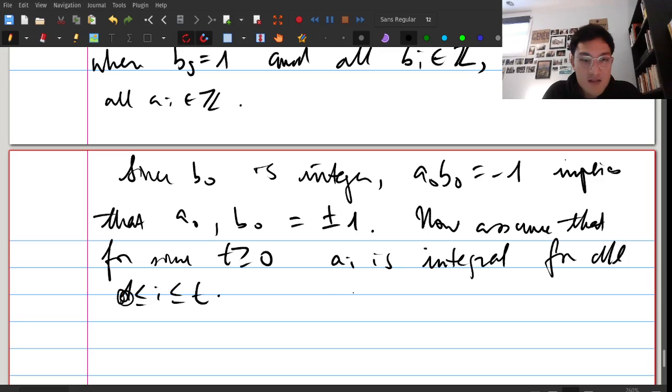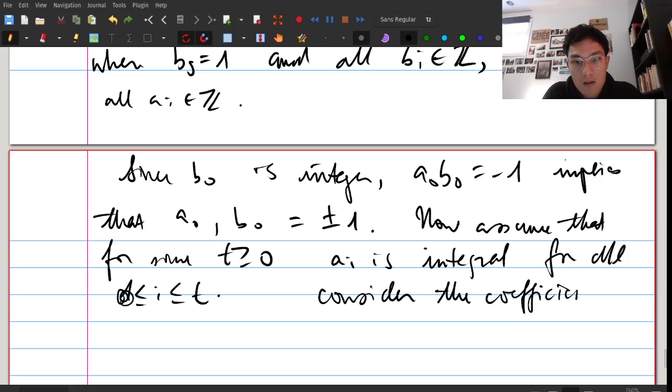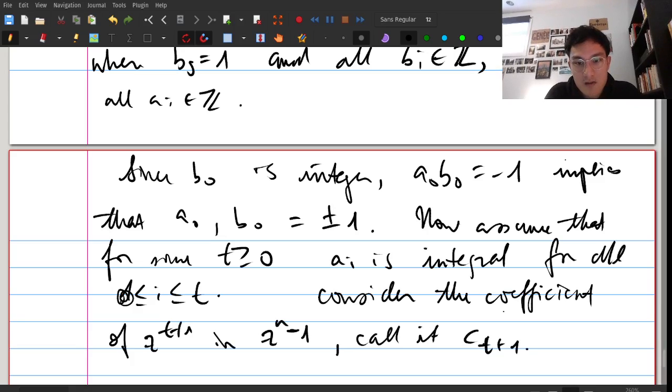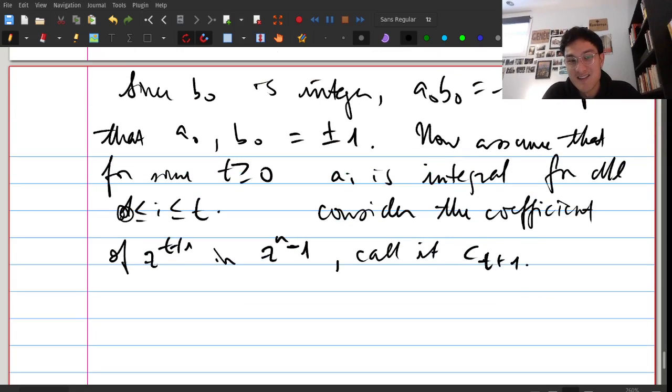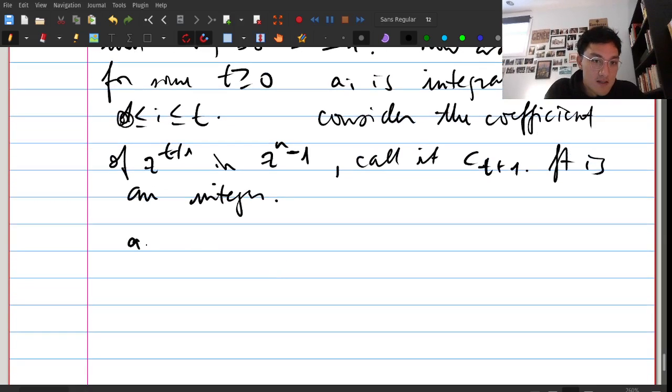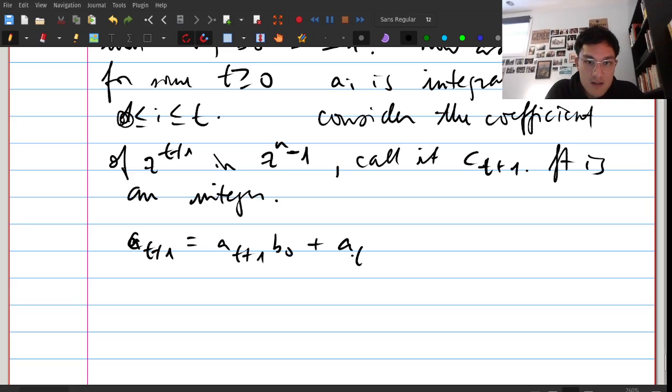So consider the coefficient of z to the t plus 1 in z to the n minus 1. Call it c t plus 1. Well, this is literally 1, 0, or negative 1, whatever. It doesn't matter. The point is that it is an integer. And of course we know what it is because c t plus 1 is equal to a t plus 1 b0 plus a t b1 plus all the way down to a0 b t plus 1.